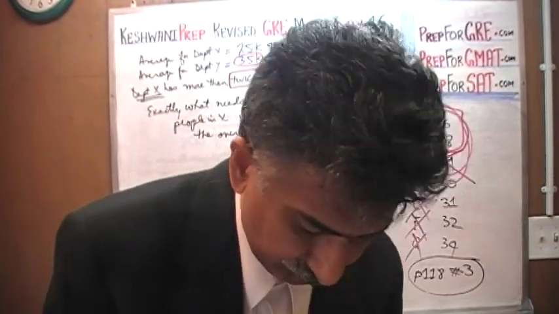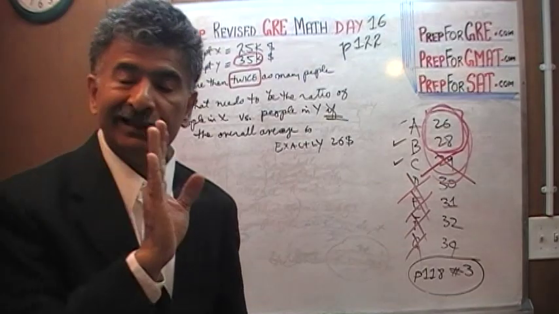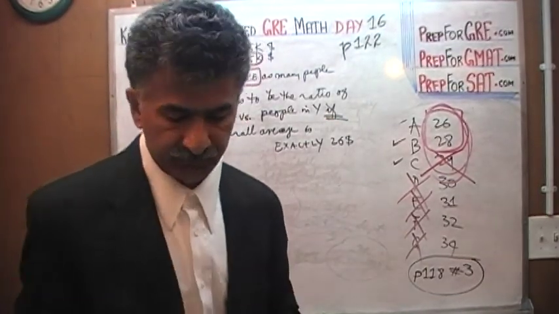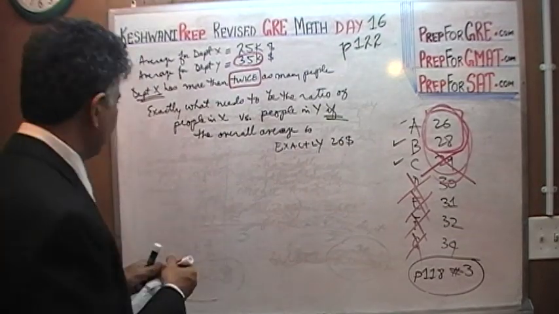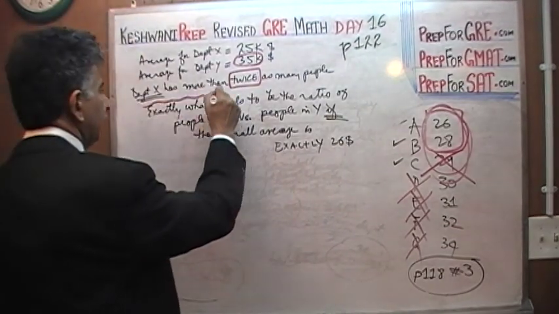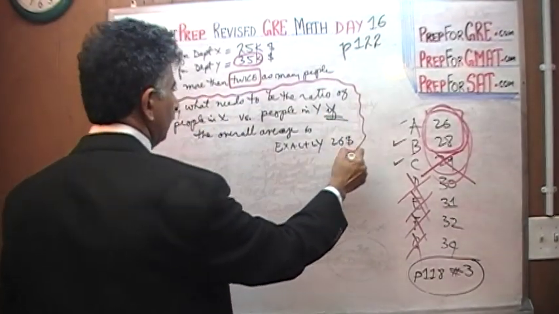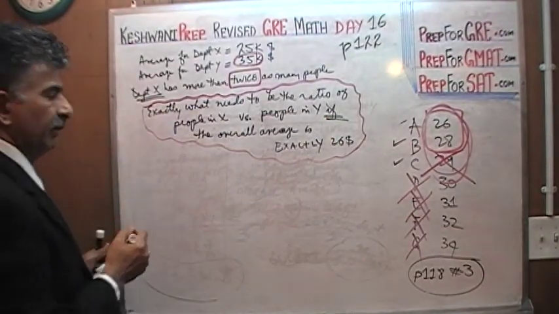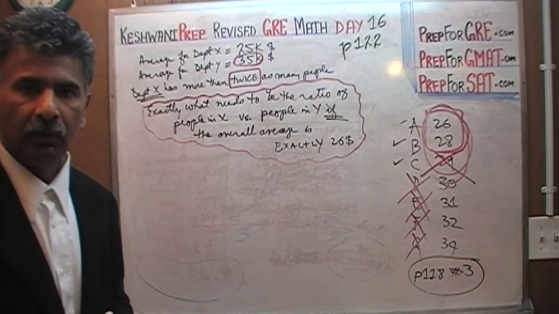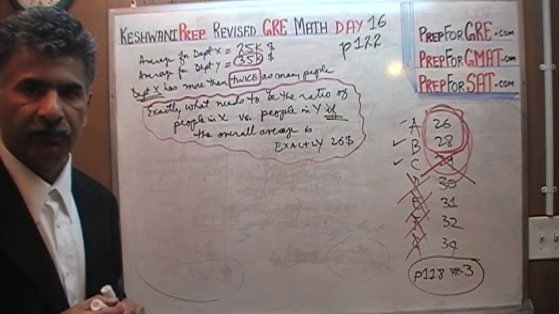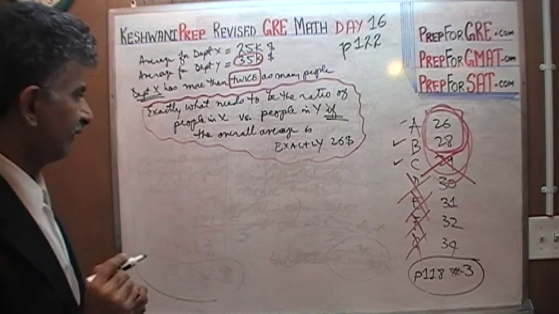So we're going to solve for this weight. We're basically figuring out the relative weights of the two departments. That's what it is. It's called weighted average. We have to figure out the weights. So here's the question. Exactly what needs to be the ratio of the people in Department X versus the people in Department Y if the overall average for the entire firm is 26,000?